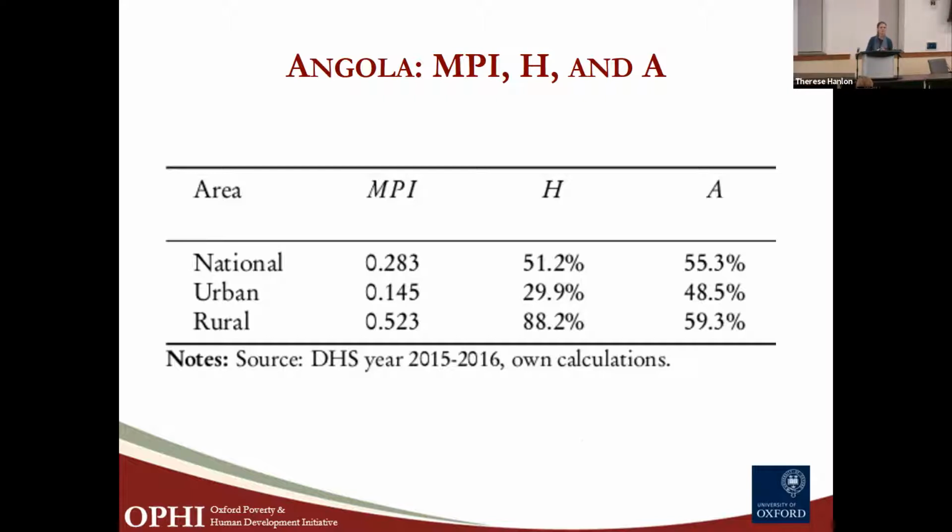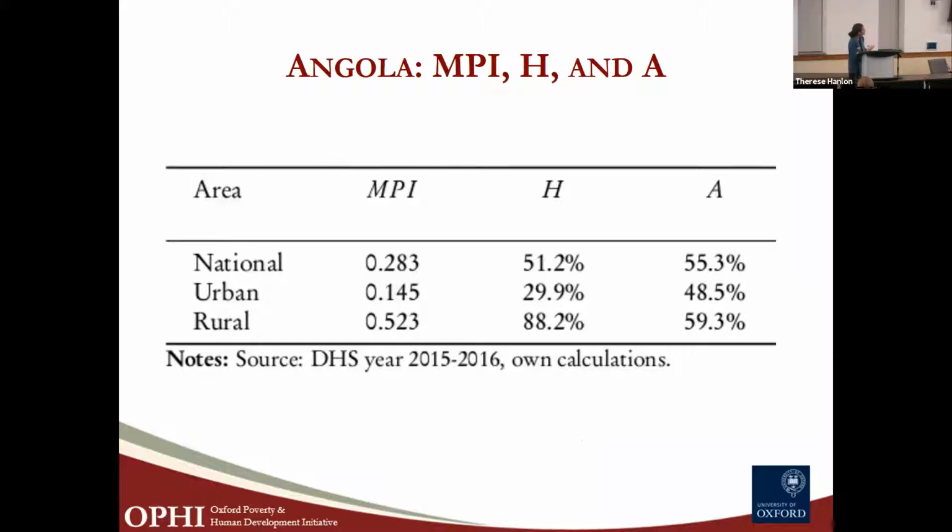And so their MPI is 0.283, which means that the population of Angola experienced 28% of the deprivations that would be experienced if everybody in Angola was poor and deprived in all of these 10 indicators. So that's the intuition behind the 0.283.